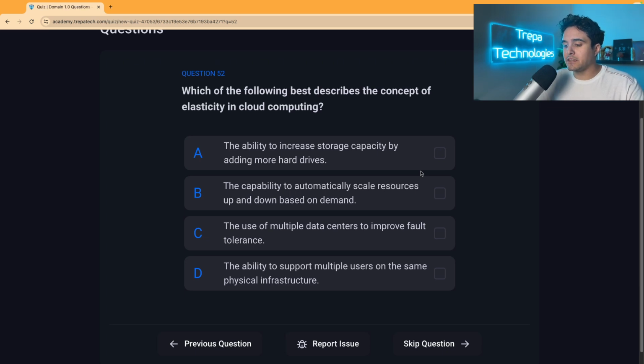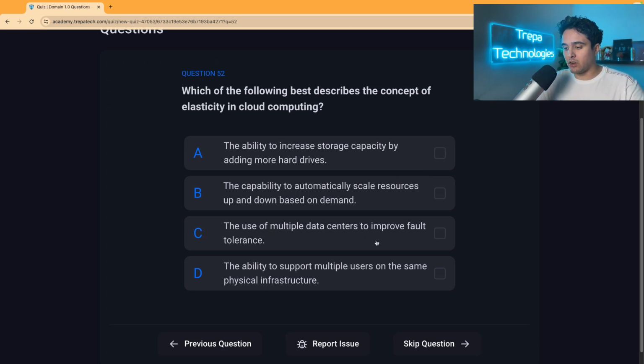Question 52. Which of the following best describes the concept of elasticity in cloud computing? So elasticity, that is the ability to scale up and scale down at a bang, right? Depending on the need. That's one of the benefits of the cloud.